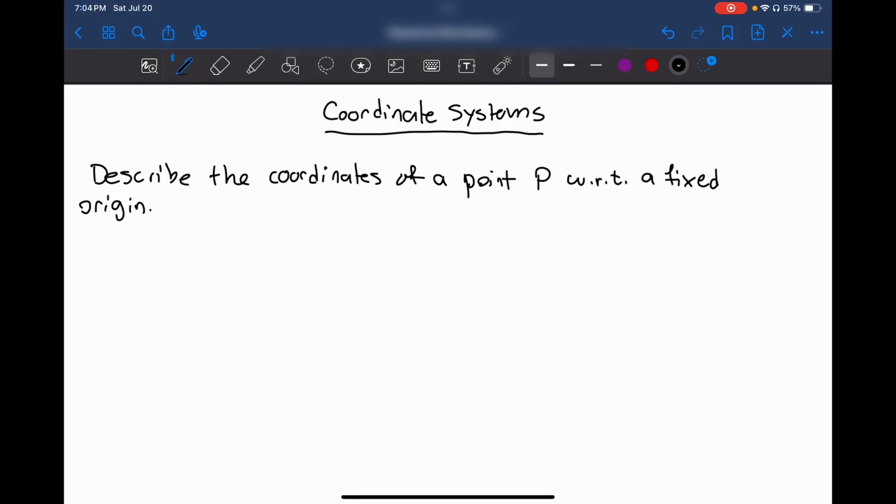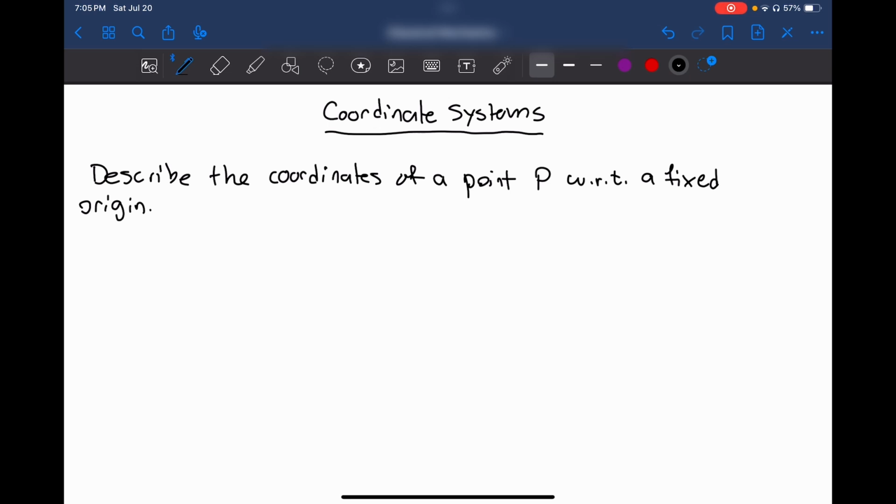So welcome to the first video on classical mechanics. And in this video, we're going to talk about the different coordinate systems that arise in our discussion of classical mechanics. And those three or four are Cartesian, polar/cylindrical, and spherical coordinates.